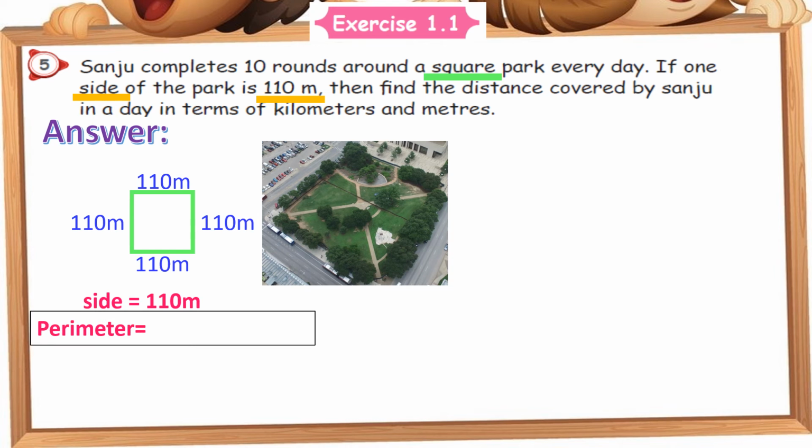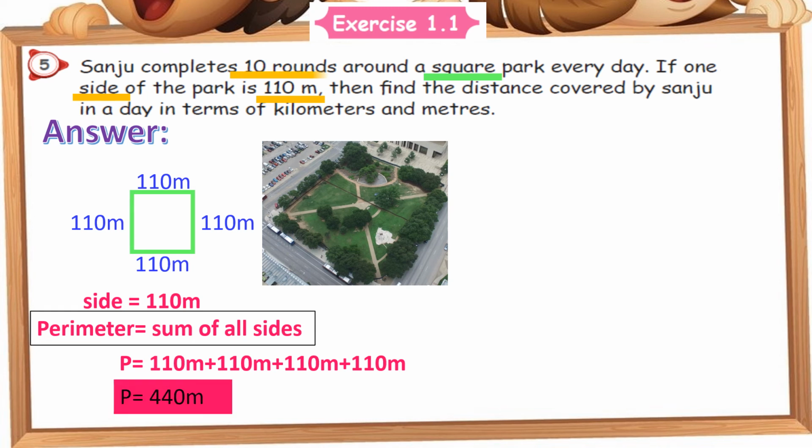This also you have to write. Then write the formula, perimeter equal to sum of all sides. So after adding all those sides, P equal to 110 plus 110 plus 110 plus 110. Answer, yes, 440 meter, right? But this is for 1 round only. So we need to find out for 10 rounds more. So just multiply with 10.